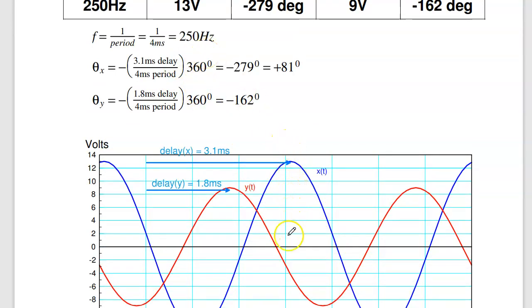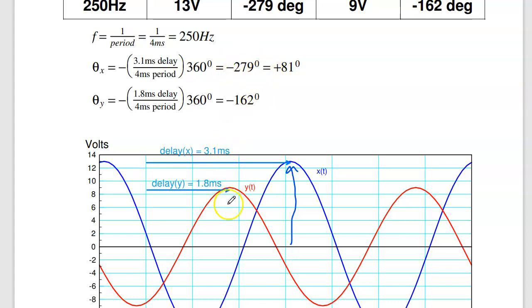For x, the amplitude is 13 volts. That's this guy. And the phase shift. For cosine, the peak is at t equals 0. Here the peak is at 3.1 milliseconds, so I've got a 3.1 millisecond delay. That gives you a phase shift of 3.1 milliseconds out of 4 milliseconds. That percentage of one cycle times 360 degrees gives you minus 279 degrees, which is also plus 81 degrees. Angles are periodic in 360. Add or subtract 360, I get the same answer.